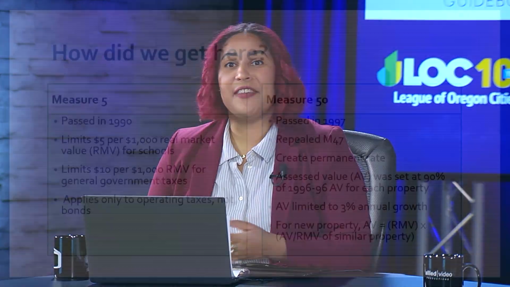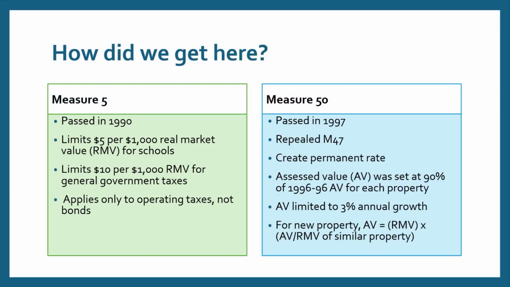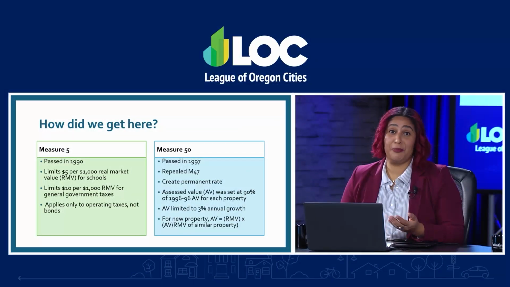Let's get started. So why do we need a revenue toolkit and how did we get here? I think for every city, you know a little bit about the property tax system and Measure 5 and 50. So a brief overview, Measure 5 passed in 1990. It put limits on both schools and general government taxes when it comes to the property tax system. And those limits only apply to your operating taxes, not your bonds.